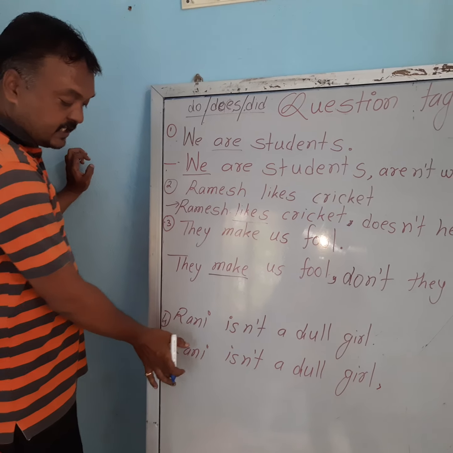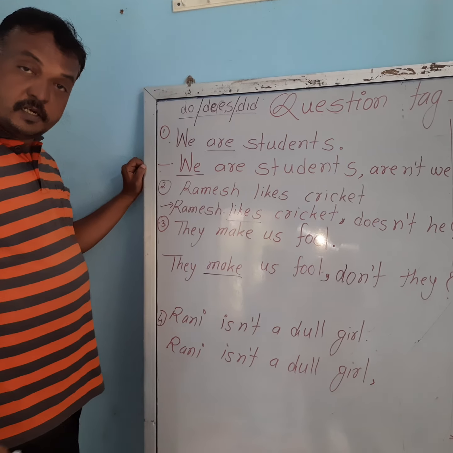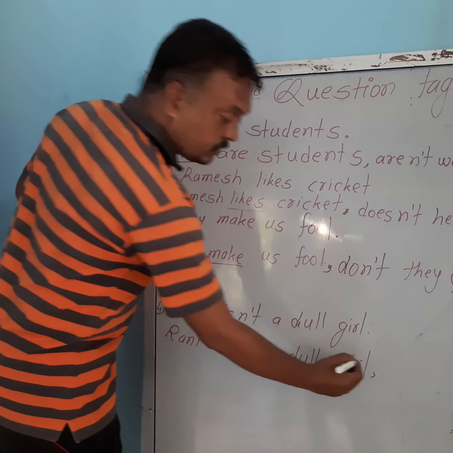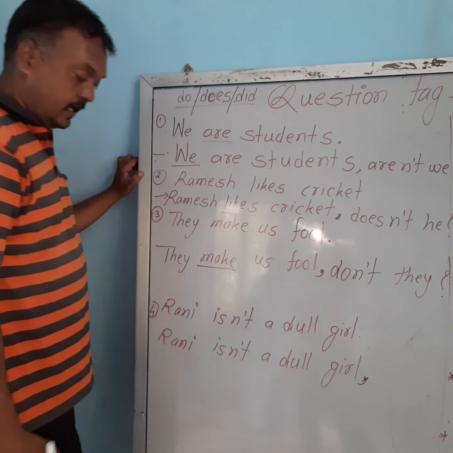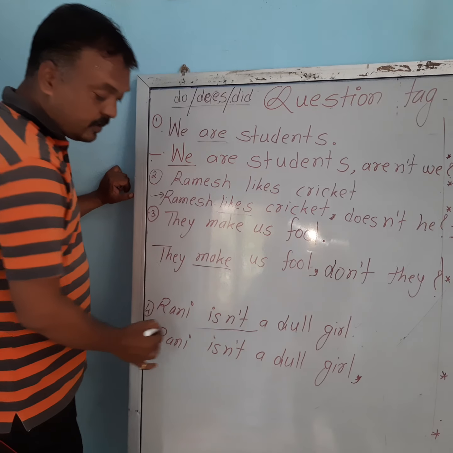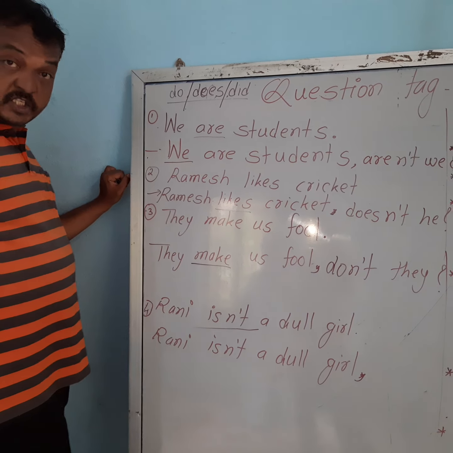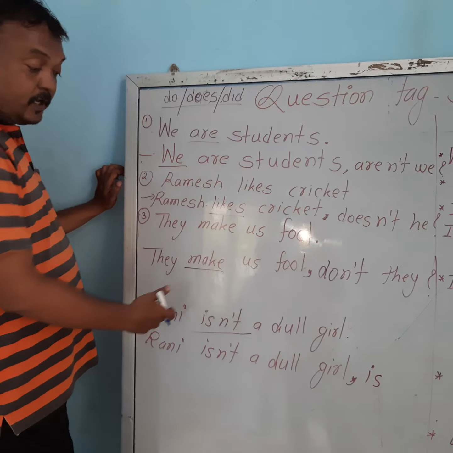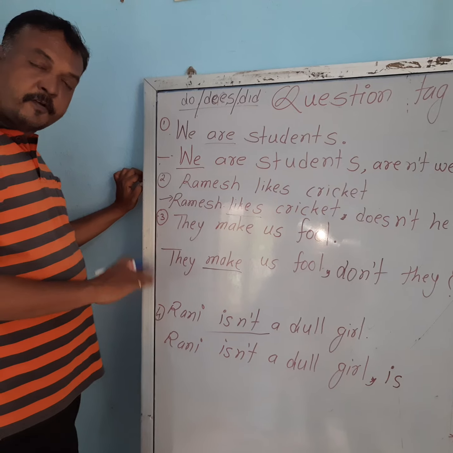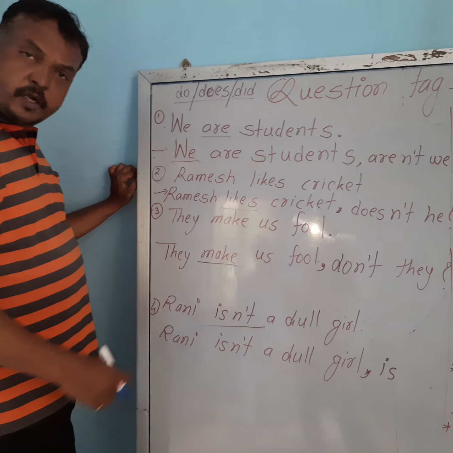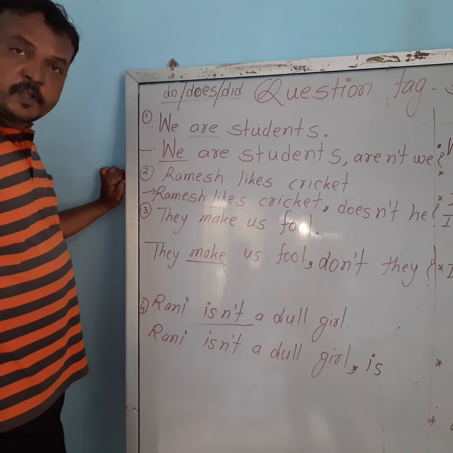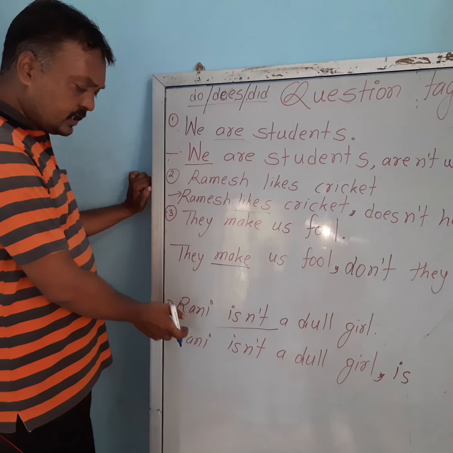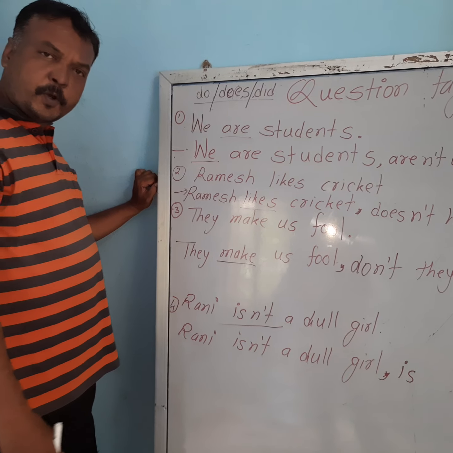Rani isn't a dull girl. Write down the sentence as it is. Rani isn't a dull girl. Okay. So after writing the sentence as it is, give the comma to add a question tag. Then find out whether there is a helping verb or not. Yes, is is the helping verb. Take is. Then try to find out whether the sentence is affirmative or negative. Sentence is already negative, so tag should be affirmative. There is no need to take the not. So is, and for Rani, take appropriate pronoun.